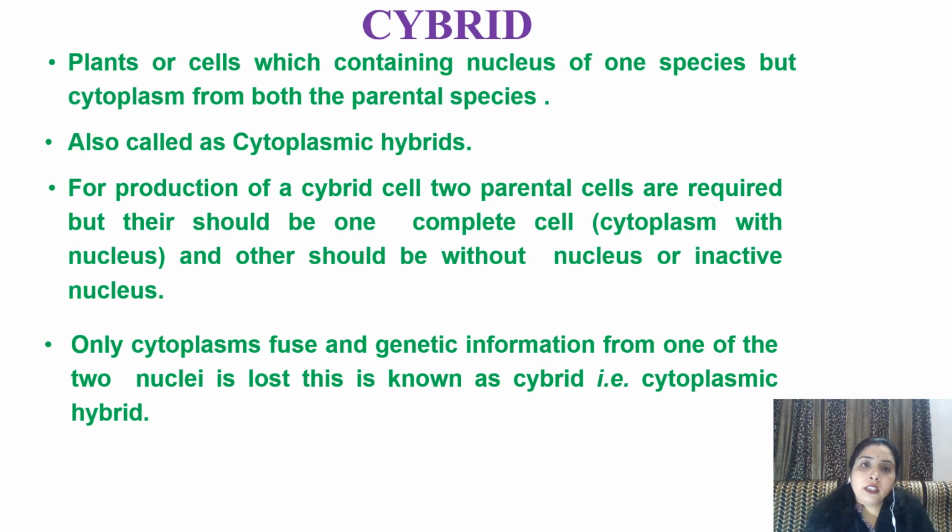Cybrids. Plants or cells which contain the nucleus of one species but cytoplasm from both the parental species are known as cybrids. They are also known as cytoplasmic hybrids. For production of a cybrid, two parental cells are required. One should be a complete cell, that means with cytoplasm and functional nucleus, and the other should be without nucleus or with an inactive nucleus. Only the cytoplasm fuses and genetic information from one of the two nuclei is lost. This is known as cybrid or cytoplasmic hybrid. That means this is a combination of cytoplasm from two different parental species, but nucleus from one single species.